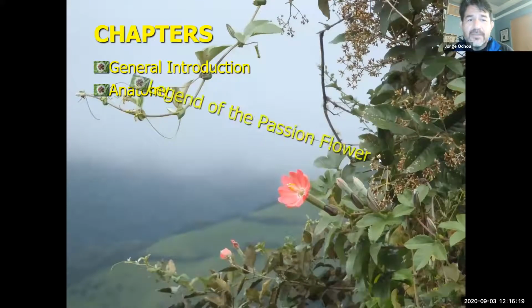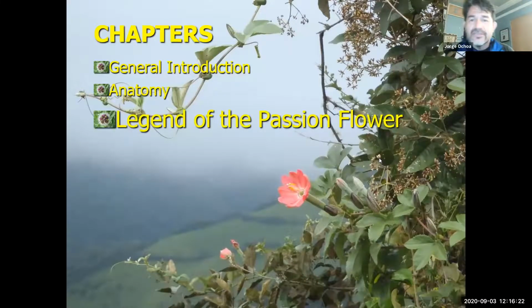So from the anatomy, we can look at the legend of the passion flower, keeping in mind that in the 1400, 1500, 1600s, the doctrine of signatures was prevailing over the belief of people. If you don't know what the doctrine of signatures is, it was the belief that plants can be used to cure certain ailments if they had the same shape as the body part. So a heart-shaped leaf could be used to treat problems with the heart.